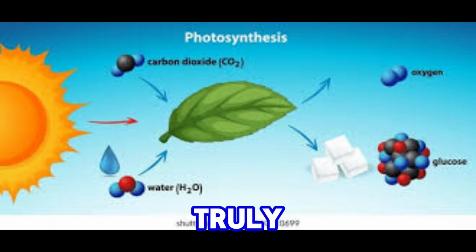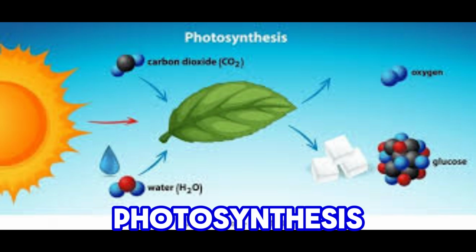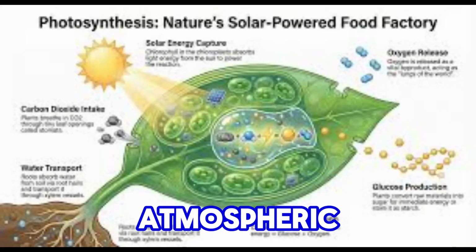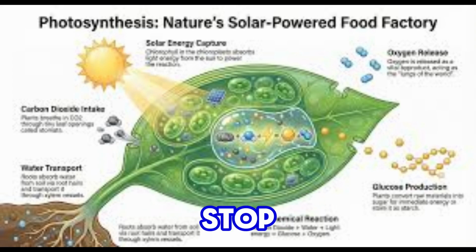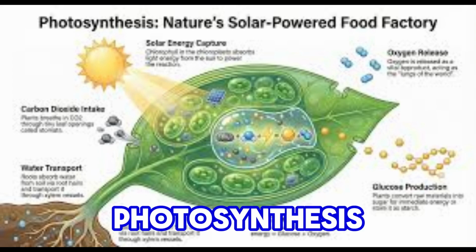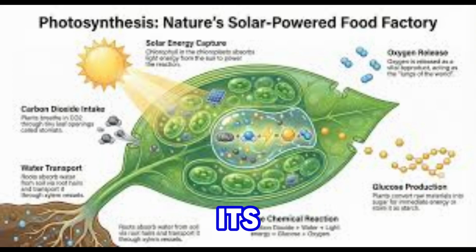And here's the truly amazing part: if photosynthesis suddenly stopped across Earth, food webs would eventually collapse, atmospheric oxygen production would stop, and the global carbon cycle would be dramatically disrupted. Photosynthesis isn't simply how a leaf gets its food. It is one of the major processes that makes complex life on Earth possible.